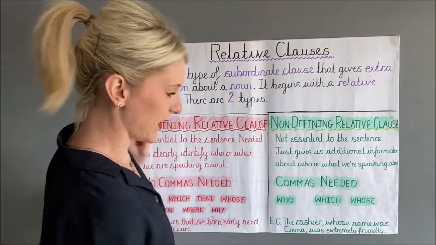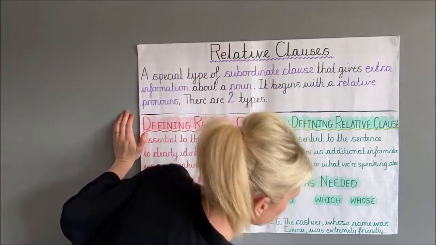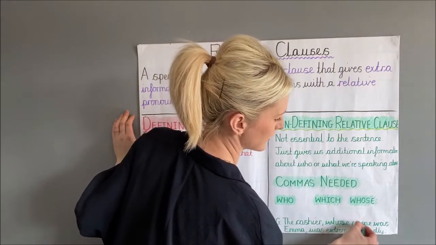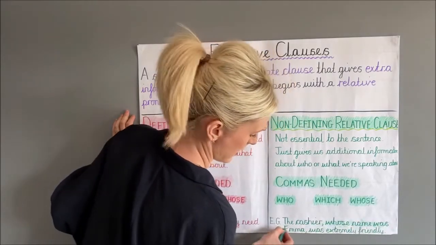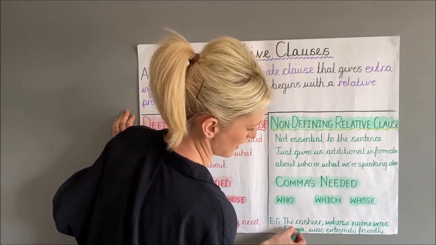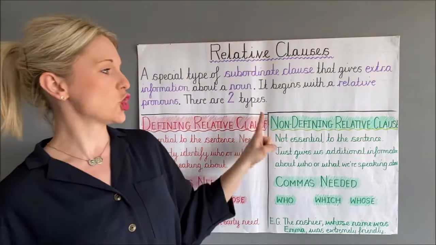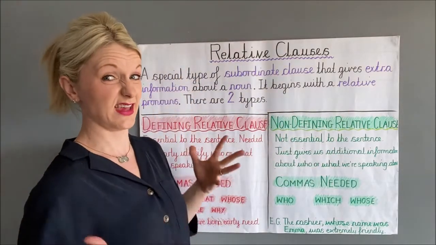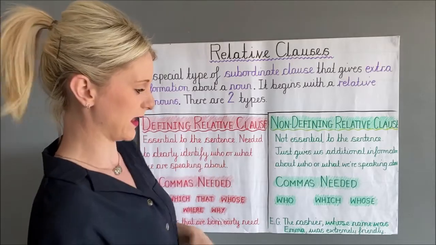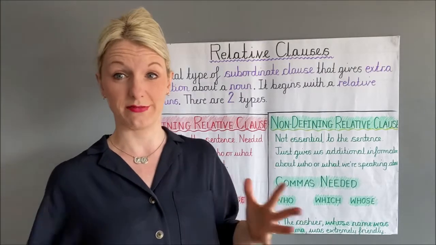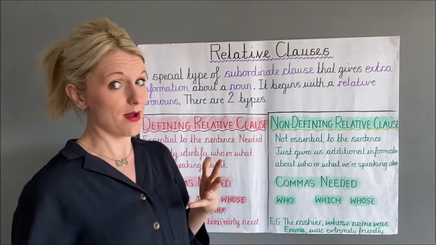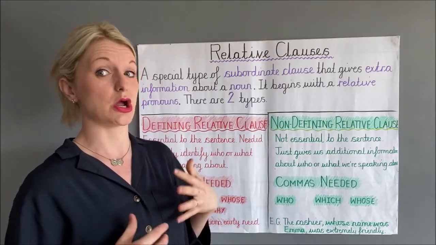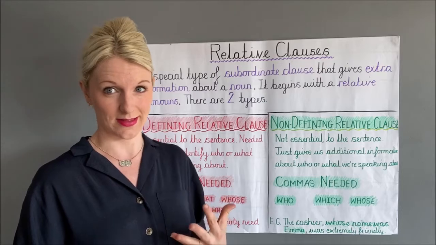Okay, now that bit in the middle, this bit beginning with our relative pronoun, whose name was Emma, there's our relative clause. It is a non-defining relative clause because the rest of the sentence, we still get the idea of it without the relative clause being there. The cashier was extremely friendly. The fact that her name was Emma is interesting, but it's not particularly essential. We don't need it for the sentence to make sense.